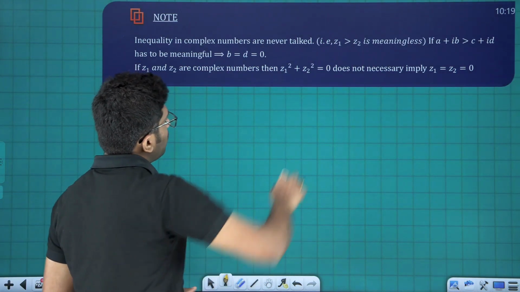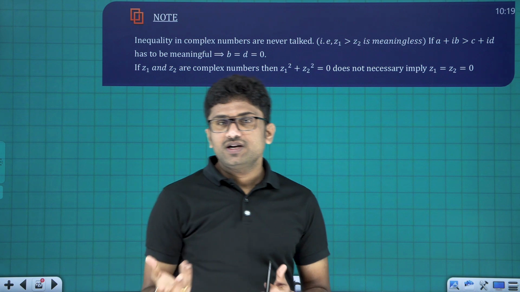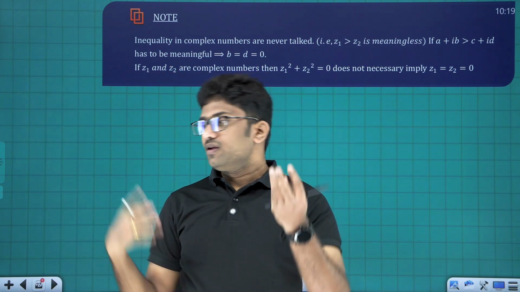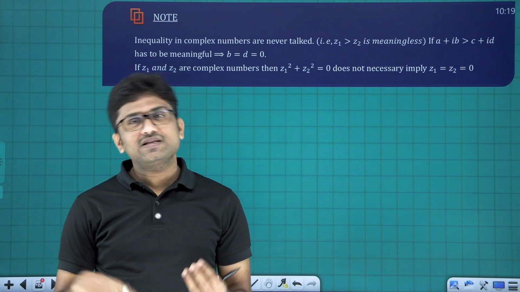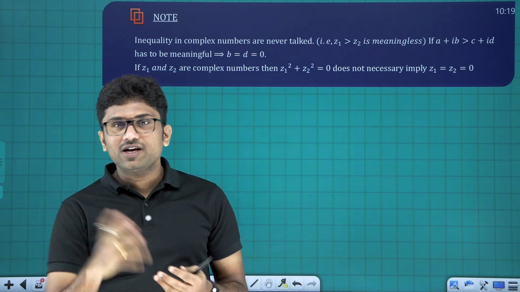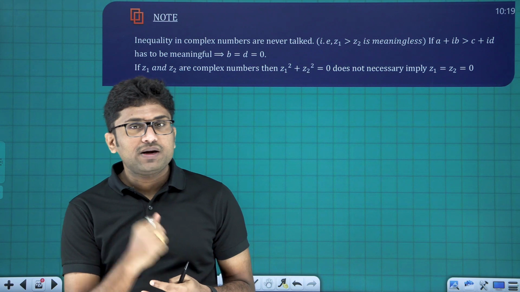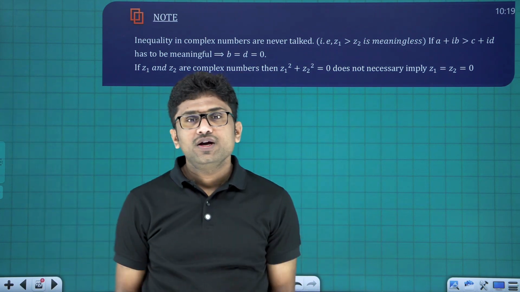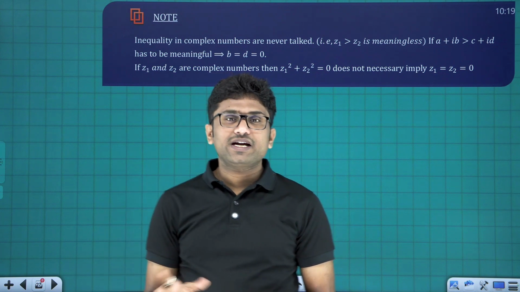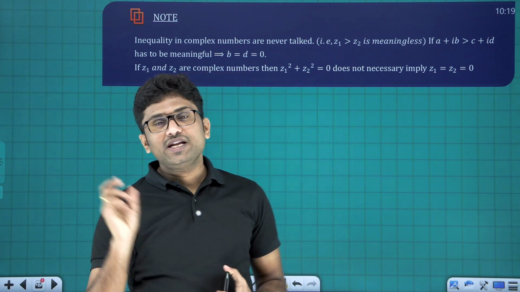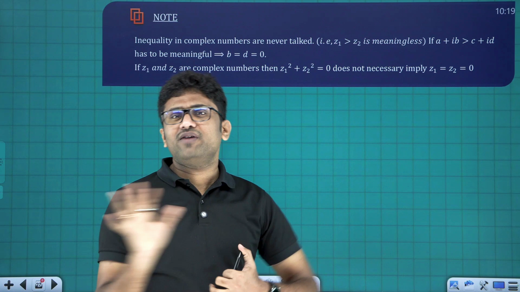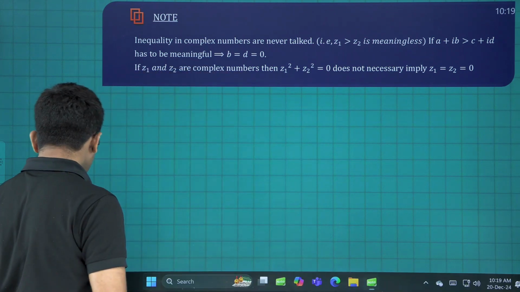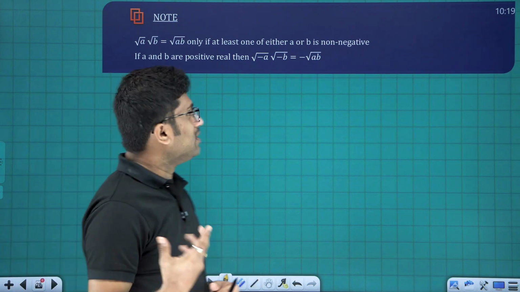Next, inequality of complex numbers is never talked about. See friends, for real numbers, if A is a real number and B is a real number, A greater than B or A less than B is meaningful. 2 less than 3 or 2 greater than 3 is meaningful. But coming to complex numbers, if Z1 is a complex number and Z2 is a complex number, Z1 less than Z2 or Z1 greater than Z2 is completely meaningless. So inequality of two complex numbers will never exist. It is completely absurd, something which does not give any meaning.